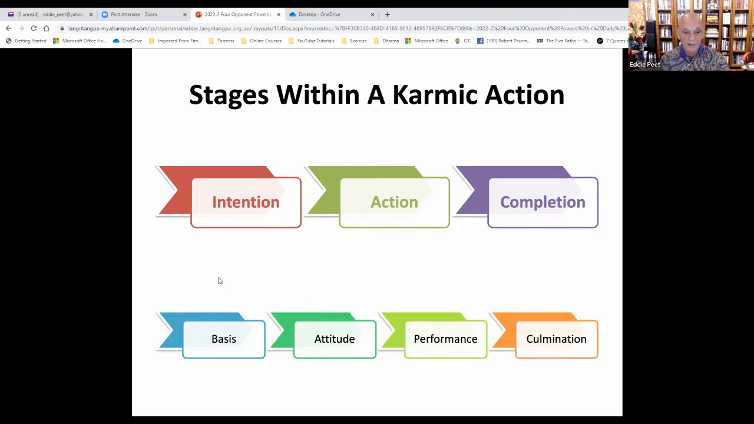So the basis, remember, is either the object or a sentient being. The attitude is always made up of these 3 parts.